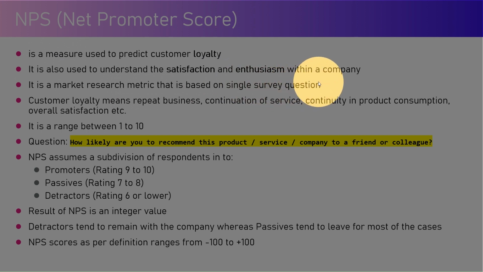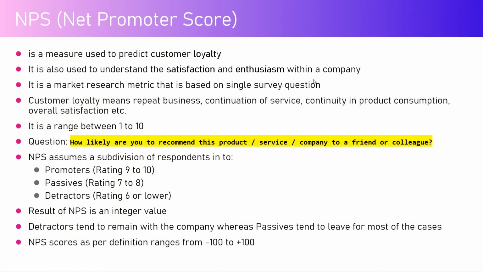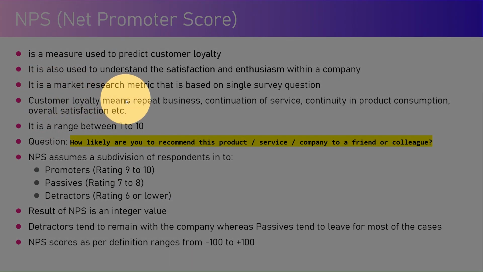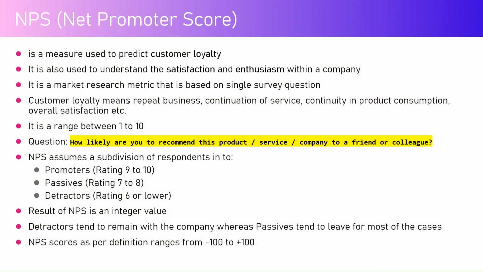So basically, the process involves setting up a survey and sending it out to your customers to gauge customer loyalty. Okay. Now, what is customer loyalty? Customer loyalty means repeat business, continuation of service, continuity in product consumption, or overall satisfaction. So if you want to understand where you lie within the customer loyalty space, do an NPS and check.